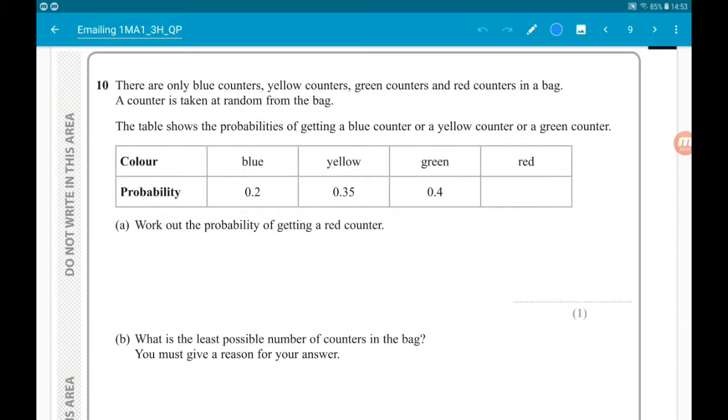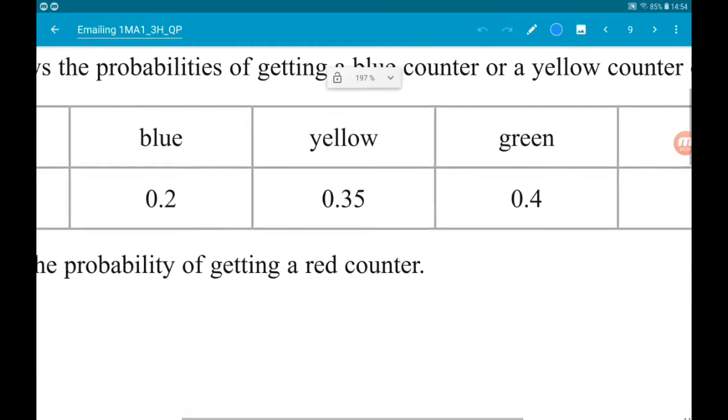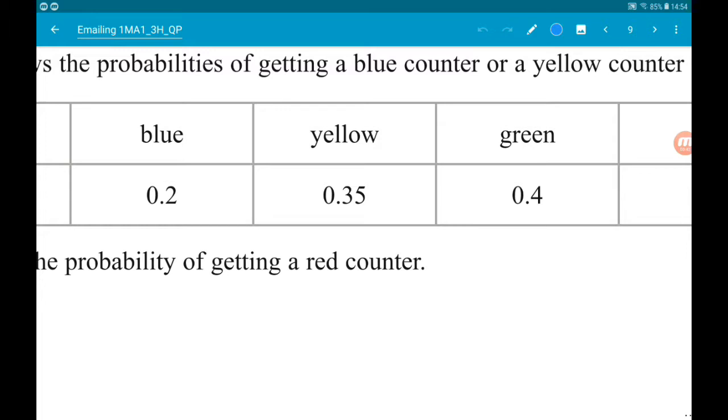Okay, number 10. There are only blue counters, yellow counters, green counters, and red counters in a bag. A counter is taken at random from the bag. The table shows the probabilities of getting a blue, a yellow, or a green counter. Part A wants us to work out the probability of getting a red counter. So, probability always has to add up to 1. So if we add up the others and subtract it from 1, then we get our answer.